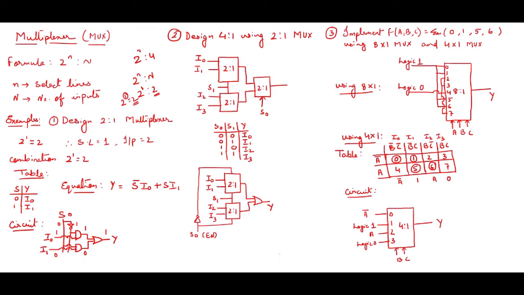So to get 4, it will be 2. That means 2 select lines are required. So I have taken S0 S1 as 2 select lines. With 2 select lines, what is the number of combinations? Again 4, with this combination formula. The possible combinations are 0 0, 0 1, 1 0, 1 1, that only I have taken. So when 0 0 it is I0, when 0 1 it is I1, when 1 0 it is I2, when 1 1 it is I3.